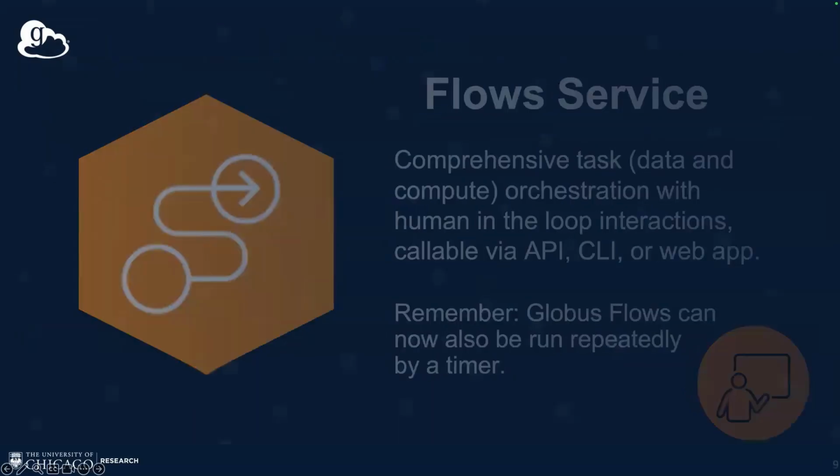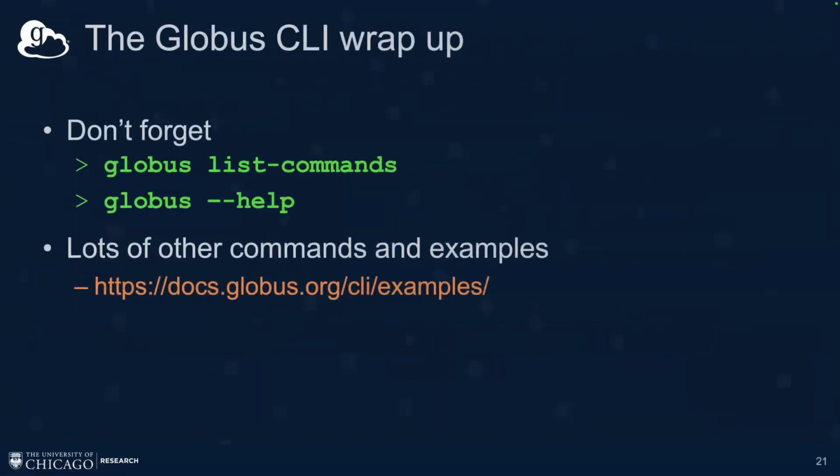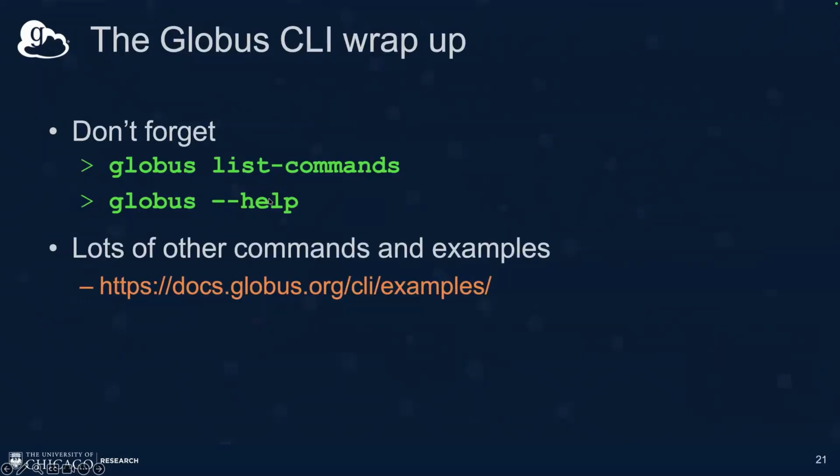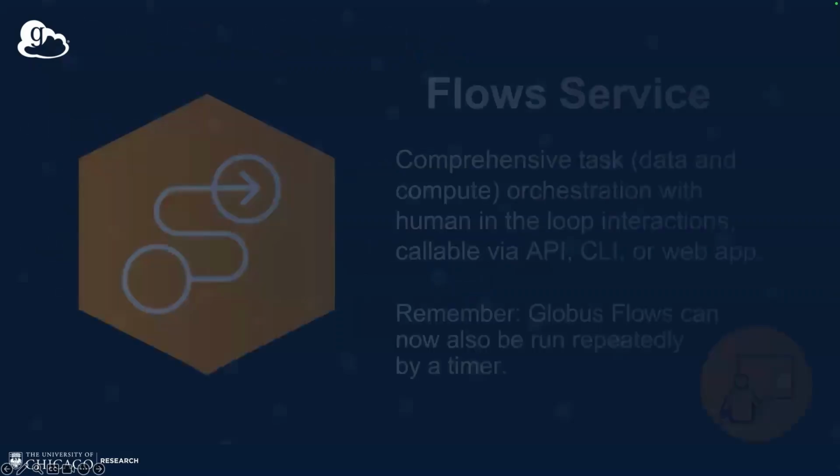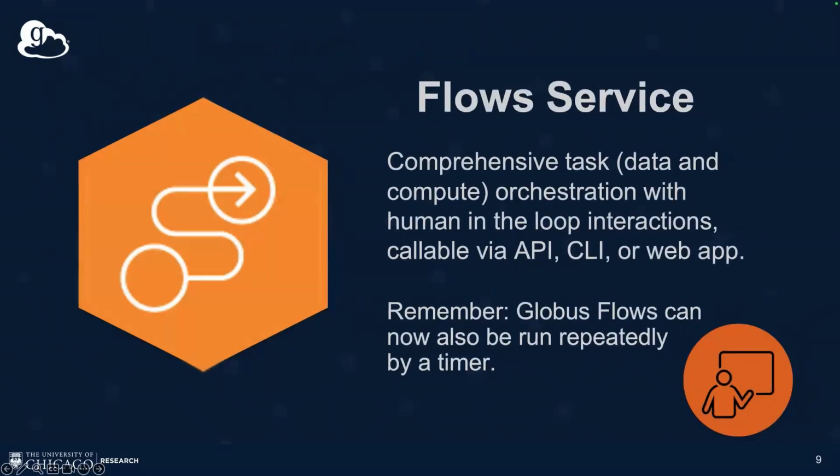Okay, last thing I'm going to say about the CLI is list commands and help. And then also go to docs.globus.org, CLI. There's an examples page off of there that is very useful. Okay. All right. Any questions about the CLI before we start talking about flows?